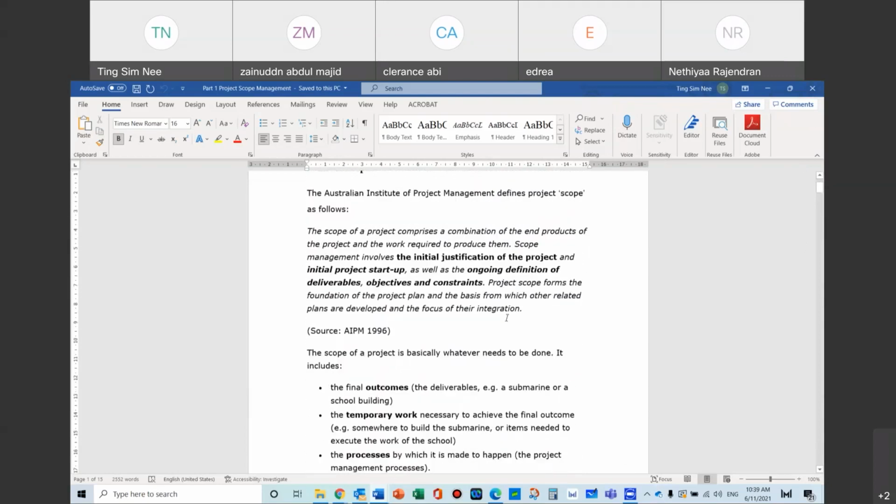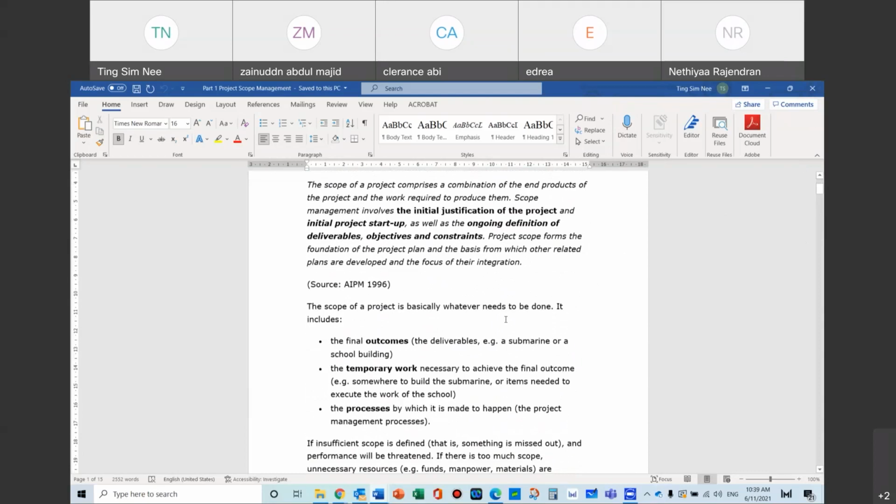So what is scope? Scope is actually the outcome, what you want at the end of the day, and what the deliverables are. Is it going to be a submarine, or is it going to be an aeroplane? Is it going to be a school building? Is it going to be temporary works?